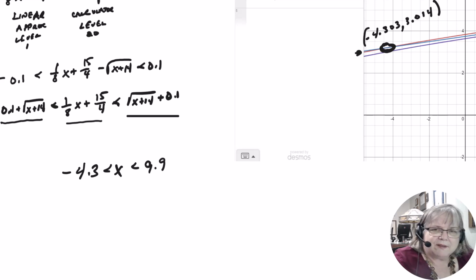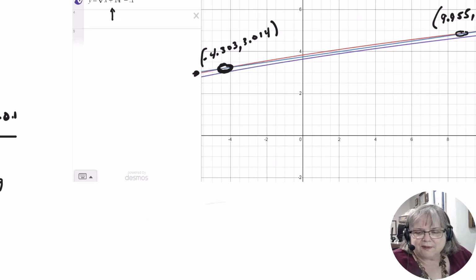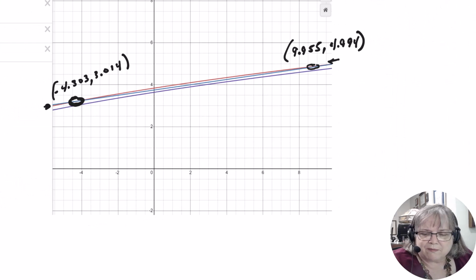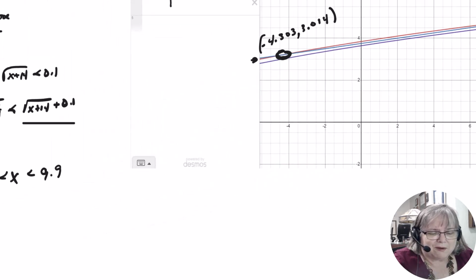If this had been 9.96, don't round up to 10. Don't round up because we want it to be less than 0.1. So to be conservative, you need to undercut it just a little bit so that you're definitely within the 0.1. Because if this is some sort of life and death situation or billions and billions of dollars, you don't want to be over your limit.